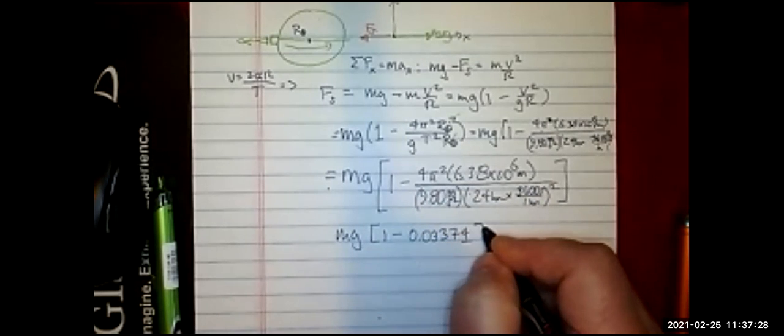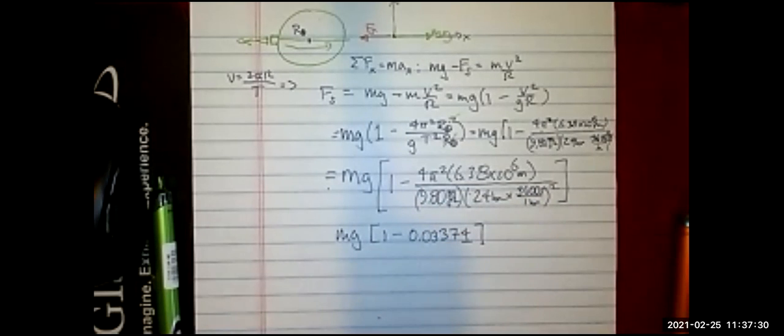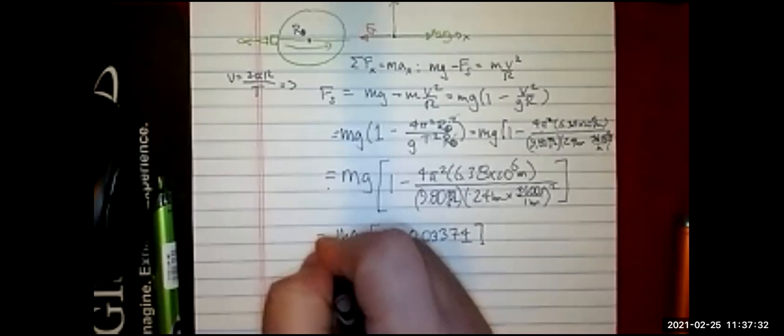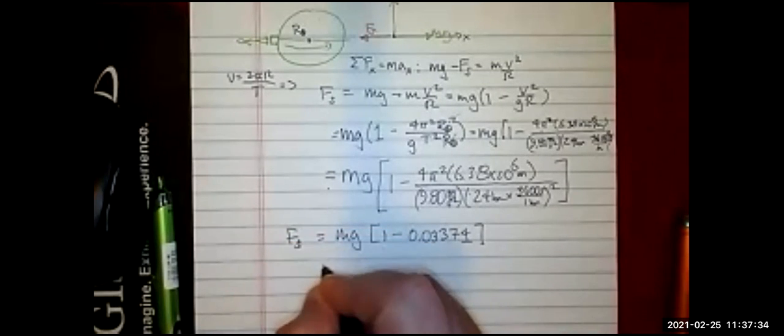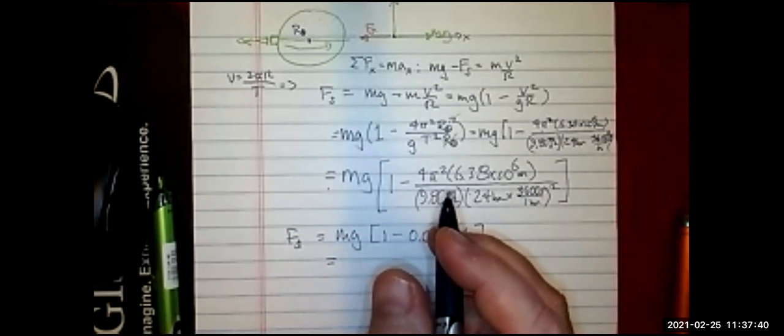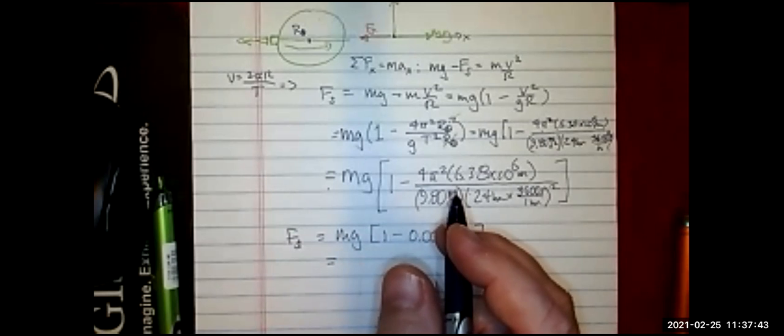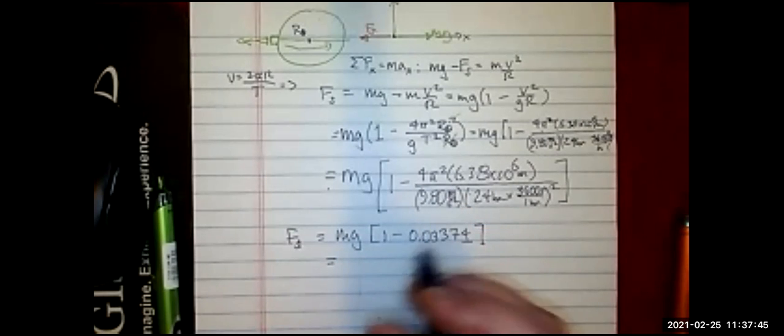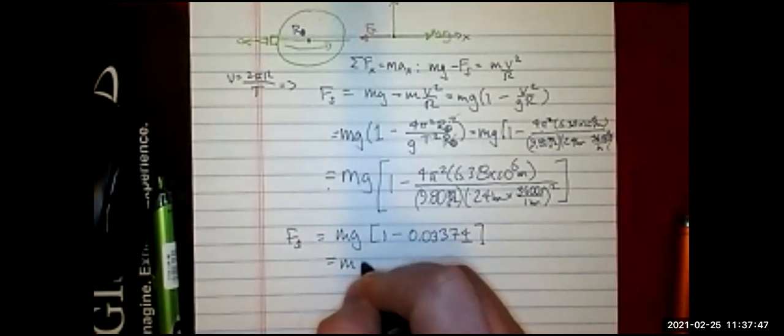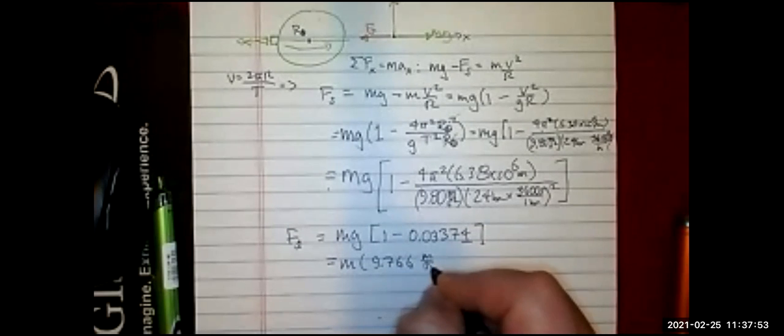Carrying one extra digit, so that's actually another answer as well. F scale is equal to this, but you could also say F scale is equal to, if we actually calculated that G, we'd see it's 9.76. So we'd say it's M times 9.766 meters per second per second.